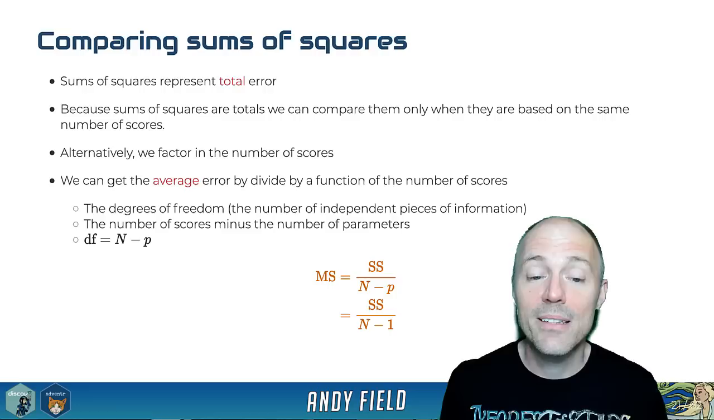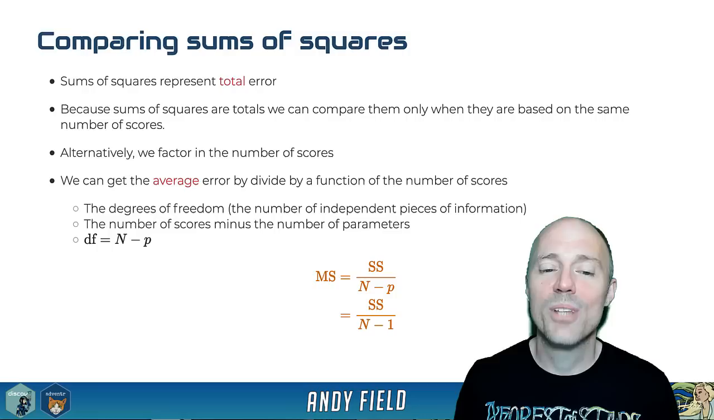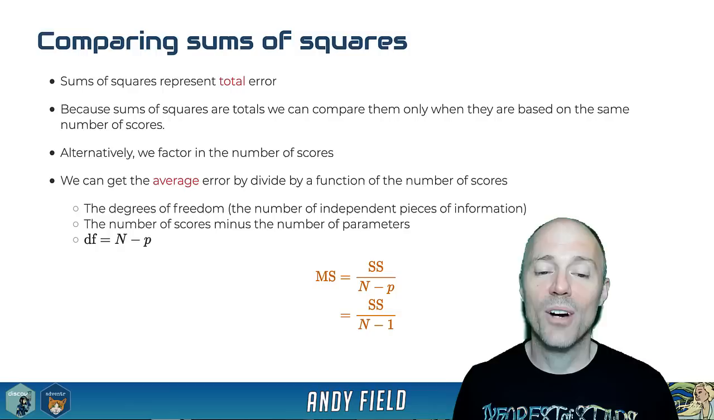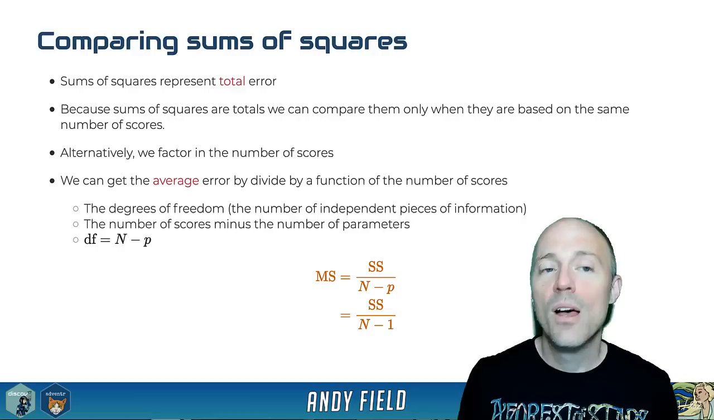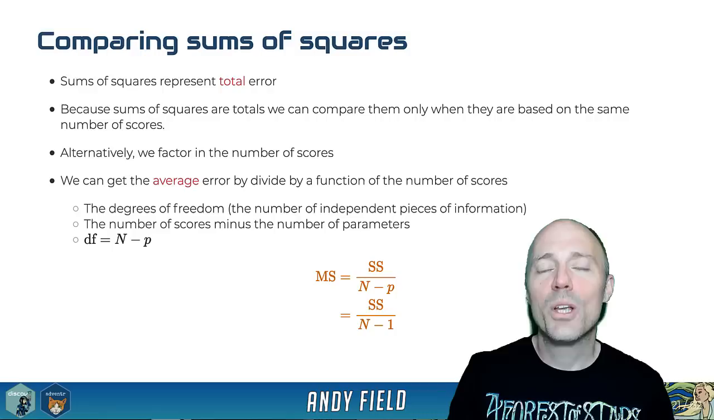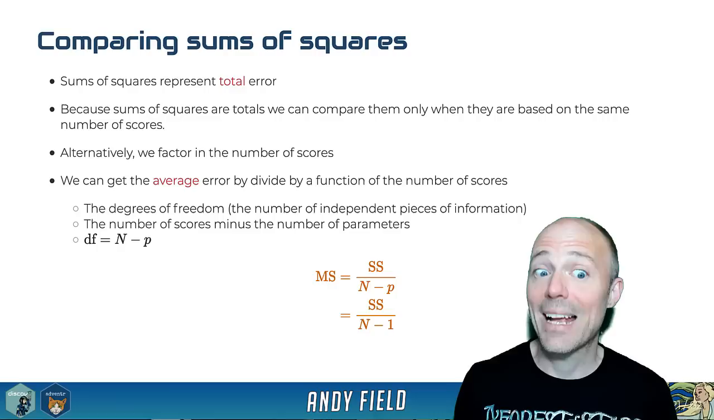So we can work out what's known as a mean squared, the average squared error, by dividing the sum of squares by, in this case, n minus 1, or more generally, the degrees of freedom. All this is trying to illustrate is that we can't compare totals, so we quite often work with mean squares rather than sums of squares, because then we can compare them.